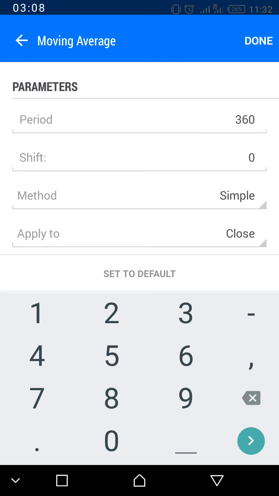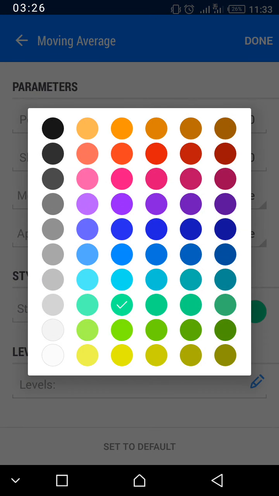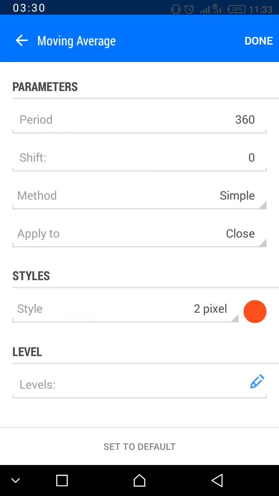Now the function of that green 60 that we talked about is to tell you the recent trend correction or reversal. This 360 is a simple moving average. The method is simple. Apply to close. The color is red. Scroll up, change this color to red. Third row, second column, red. And then you click on done.